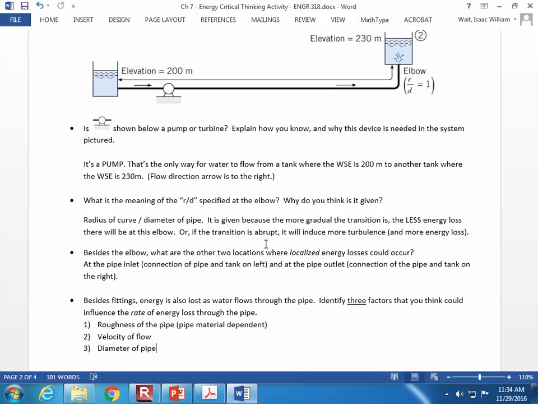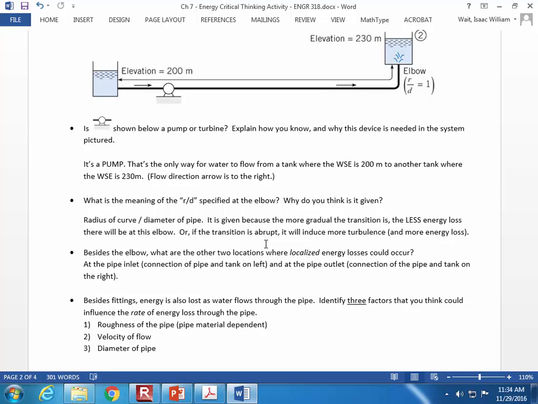Okay, that symbol is used interchangeably for both pumps and turbines, and sometimes to know which it is, you have to interpret the context. And it's a pump. The way we know it's a pump is that the flow arrow shows that the water's going from the tank on the left to the tank on the right. But the tank on the right has a higher elevation, and so we have to have a pump to lift the water and overcome the friction losses that exist there.